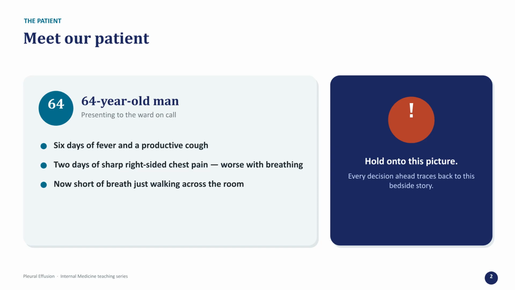Let's meet our patient, a 64-year-old man presenting with 6 days of fever and a productive cough. He reports 2 days of sharp pleuritic chest pain and increasing dyspnea on exertion. Every decision we make will be guided by this story.